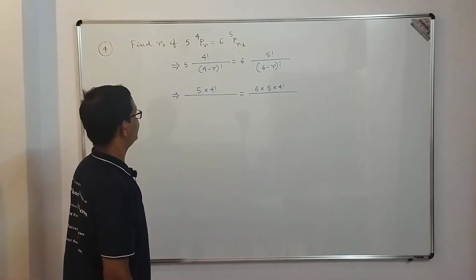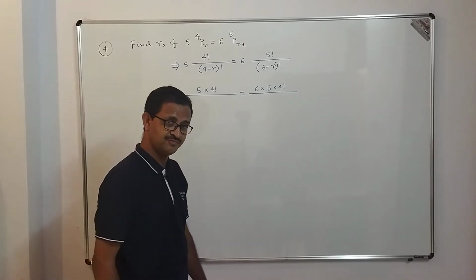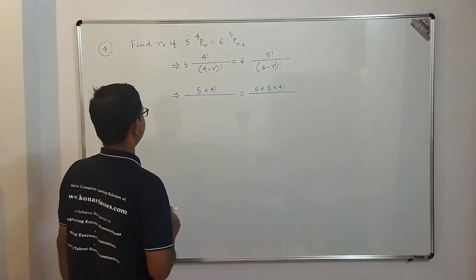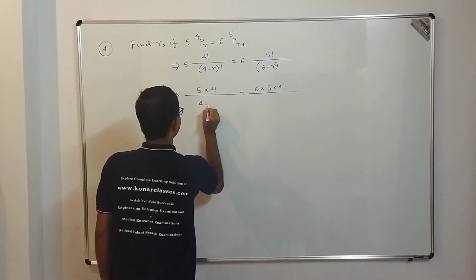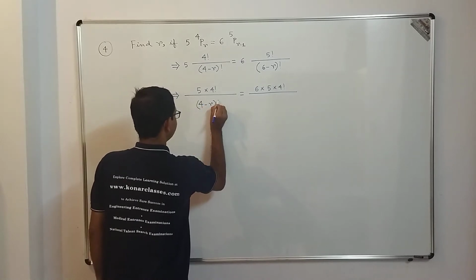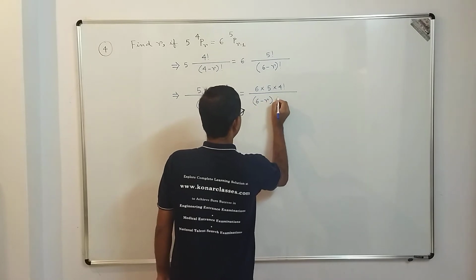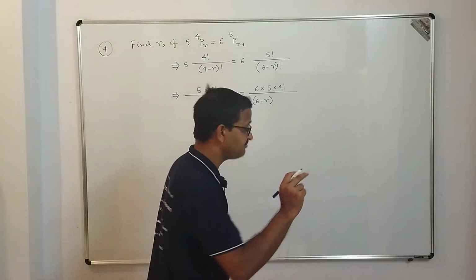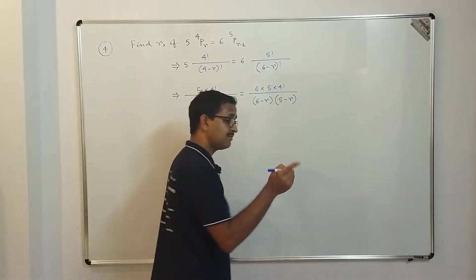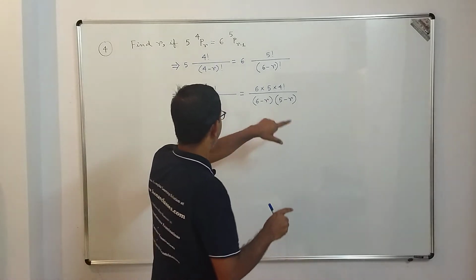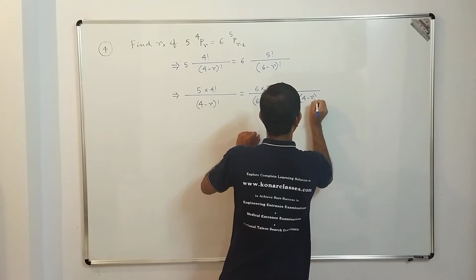Which one is larger? Definitely 6 minus r factorial is larger, correct, because r has to be a positive number, so 6 minus r should be more than 4 minus r. So we should keep 4 minus r factorial as it is. In the right hand side we should write 6 minus r, then 6 minus r minus 1, that is 5 minus r, then 5 minus r minus 1, that is 4 minus r, and we will write the 4 minus r factorial.